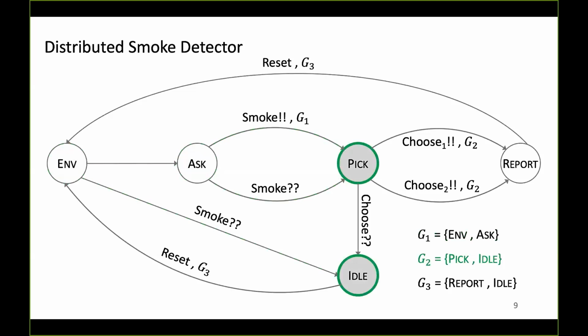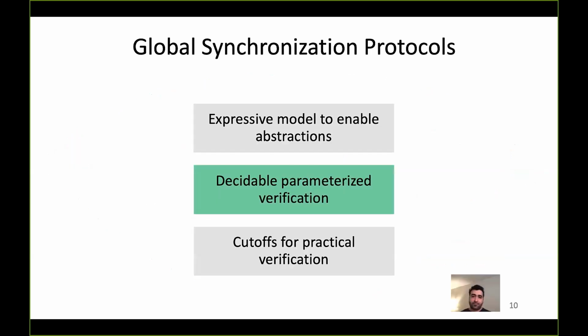At that point, the guard G2 is enabled, and the processes in the pick state can use the toSender action to choose to pick up to 2 processes to move to the report state, while the rest can move to idle. And finally, from there, the guard G3 is enabled, and all the processes in the system can take the negotiation step to reset back to the initial state. While this example may look simple, it does not fit in any of the decidable fragments in the literature.